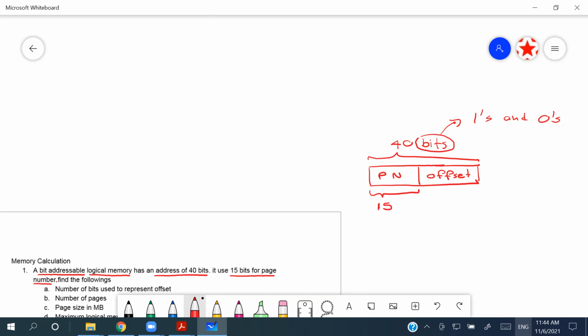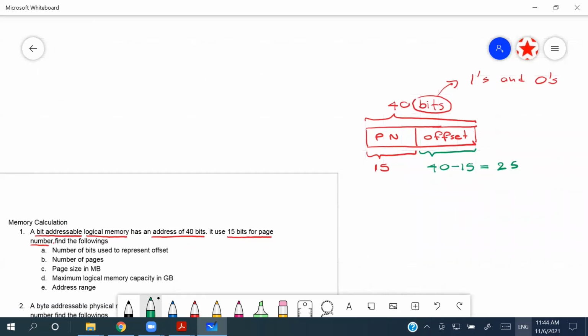For the offset, it is very easy to calculate. It is 40 minus 15 because the total is 40. So the value is 25. So you may have this kind of a sketch. Derive whatever you can derive right there. So I have derived how many bits are in the offset. For a physical address, it is frame number and offset. If it is logical, then it is page number and offset.